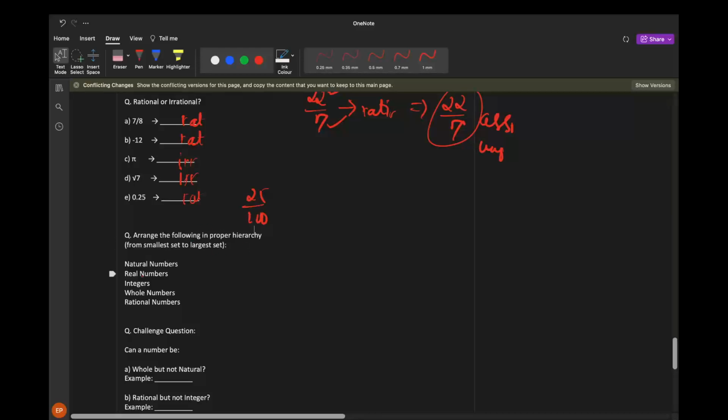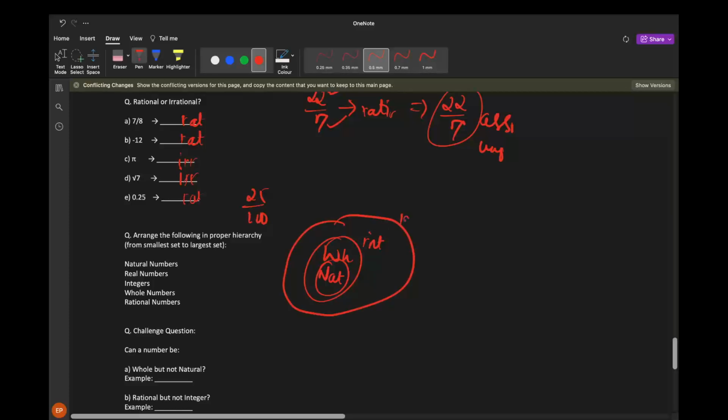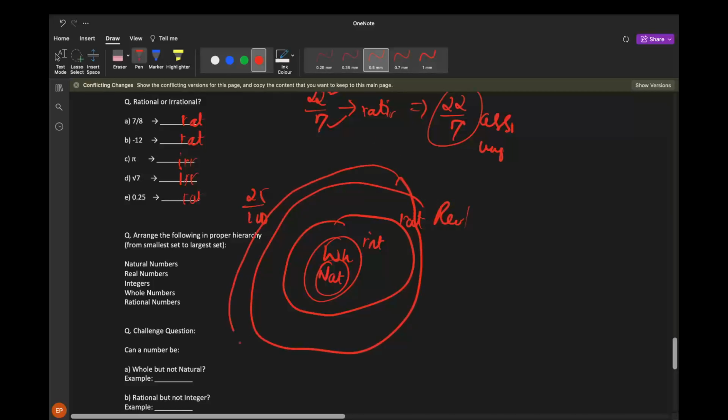Arrange the following in proper hierarchy. What we drew in that diagram: first comes natural numbers, whole numbers, integers, rational, real, like this.